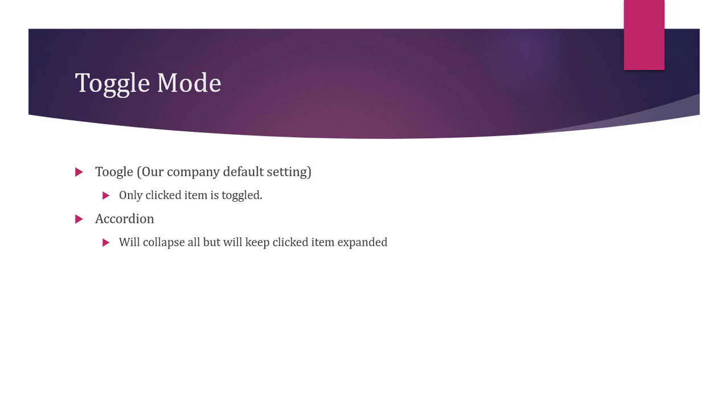Okay. Within the toggle mode, what happens? Only the clicked item is toggled, which means all the items can be expanded. The second one is accordion, which will collapse all but will keep the clicked item expanded. Within this, only one item can be expanded at a single time. So according to the standards of our company, the default value for toggle mode should be toggle.